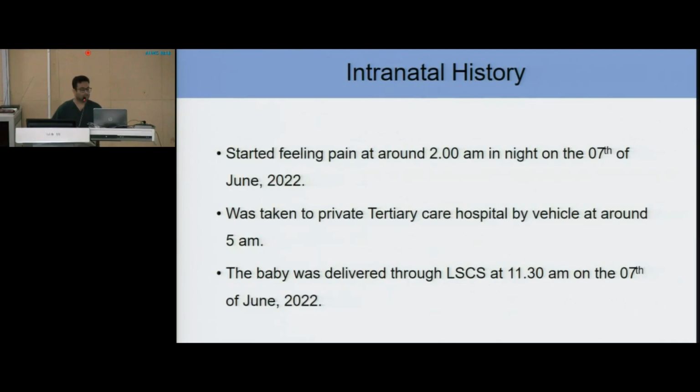During intranatal, if we go through the intranatal history, mother started pain at around 2 a.m. night on 7th of June 2022. For the same, she was taken to the hospital at around 5 a.m. by private vehicle, and the baby was delivered by LSCS at around 11:30 a.m. on same date.